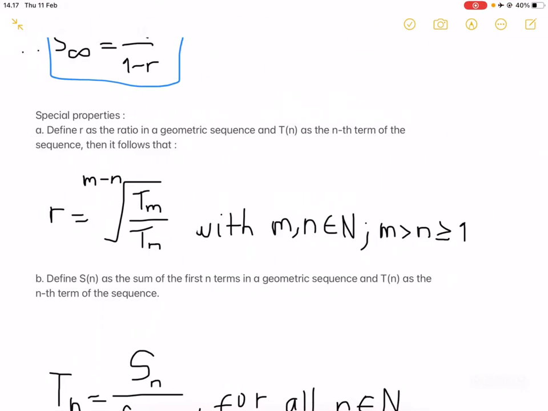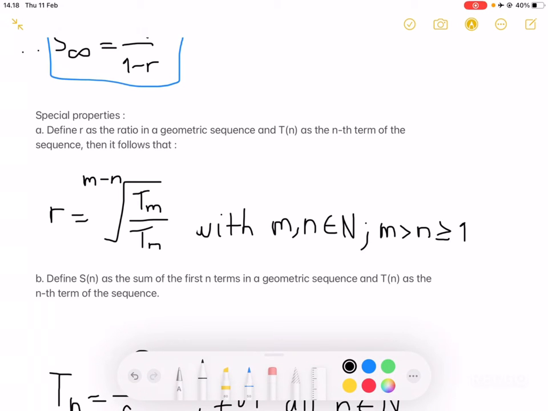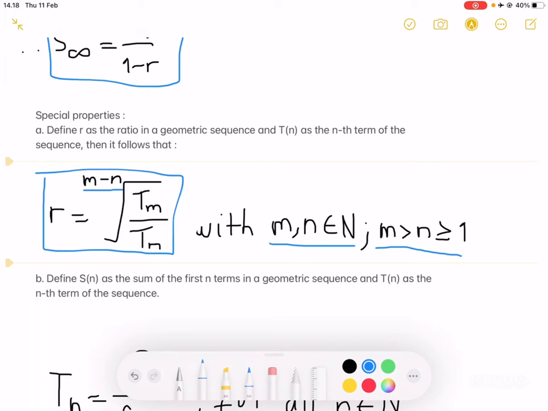Okay, so we're going to look at some special properties of geometric sequences, the sum of a finite and infinite geometric sequence. So let's look at the first one. Define r as the ratio in a geometric sequence and T of n as the nth term of a sequence. Then it follows that r is equal to the (m minus n)th root of T of m over T of n. And keep in mind that m and n are natural numbers, m must be greater than n, and n must be equal to or greater than 1.